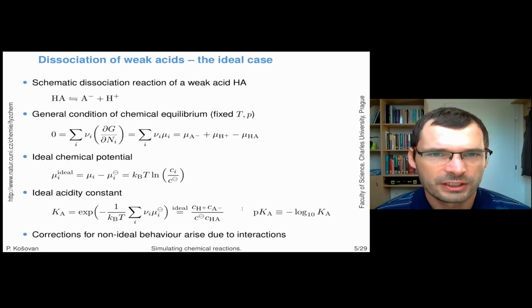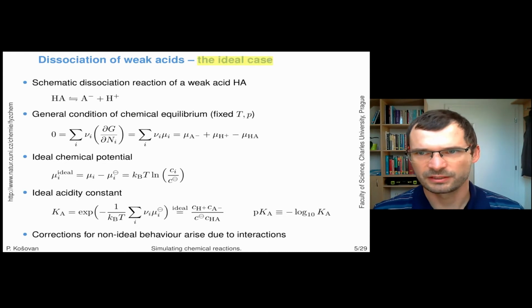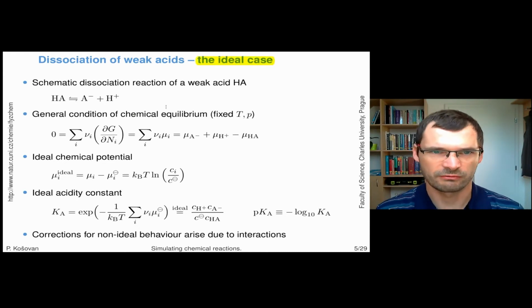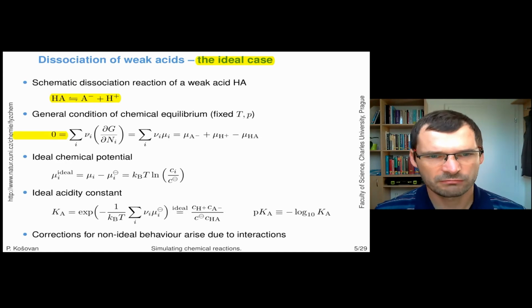To introduce the notation, let me discuss a textbook example of a dissociation reaction of a weak acid in the ideal case. And ideal here means that there are no intermolecular interactions. So we start again with this schematic dissociation reaction, and we formulate the general condition of chemical equilibrium as the minimum of Gibbs free energy with respect to the number of reactive species. And because of this constraint due to the stoichiometric coefficients, this is a constrained minimization.